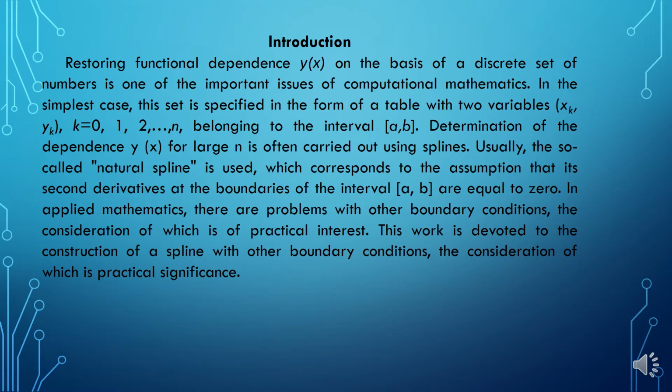Determination of the dependence y of x for large n is often carried out using splines. Usually, the so-called natural spline is used, which corresponds to the assumption that its second derivatives at the boundaries of the interval ab are equal to 0. In applied mathematics, there are problems with other boundary conditions, the consideration of which is of practical interest. This work is devoted to the construction of a spline with other boundary conditions, the consideration of which is of practical significance.